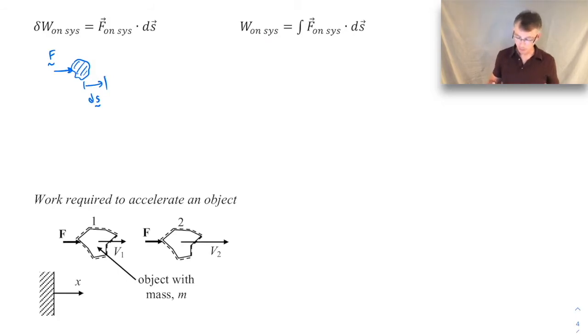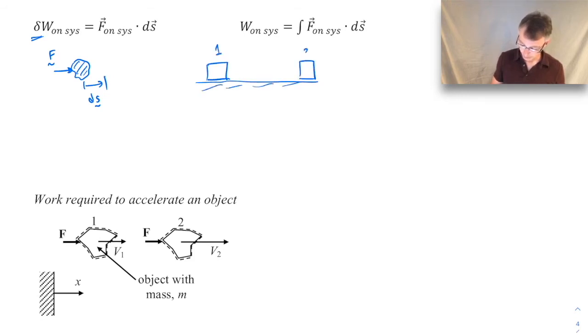Now to just convince you that the work is actually path dependent, and hence the use of this delta, imagine we want to move this block on a surface from location 1 to location 2 here. And that distance, let's say, is L.